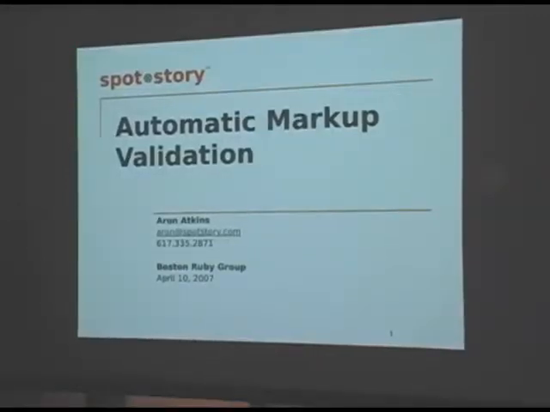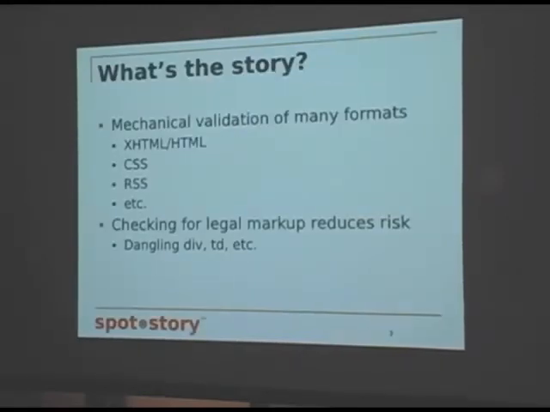I'm Aron Atkins. I'm going to talk quickly about what we're doing in some of our tests to do some automatic markup validation. Really, as you know, a Rails app can produce hundreds, if not thousands, of different actions, different pages, in all kinds of different formats. Really, what you want to do in order to reduce your risk is to do as much mechanical validation as you can without worrying about it.